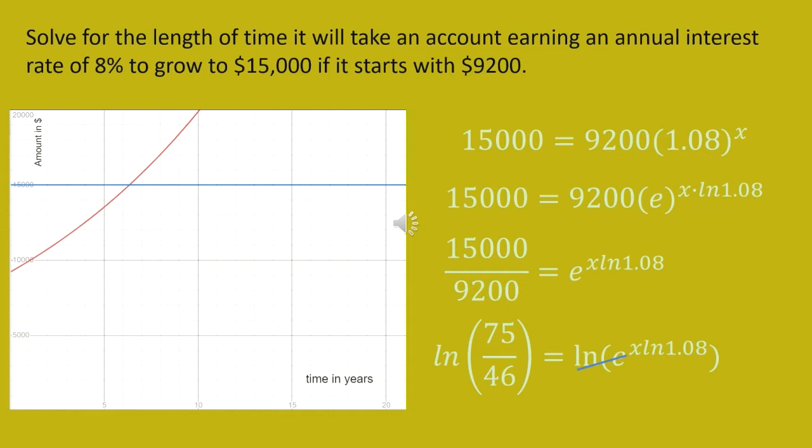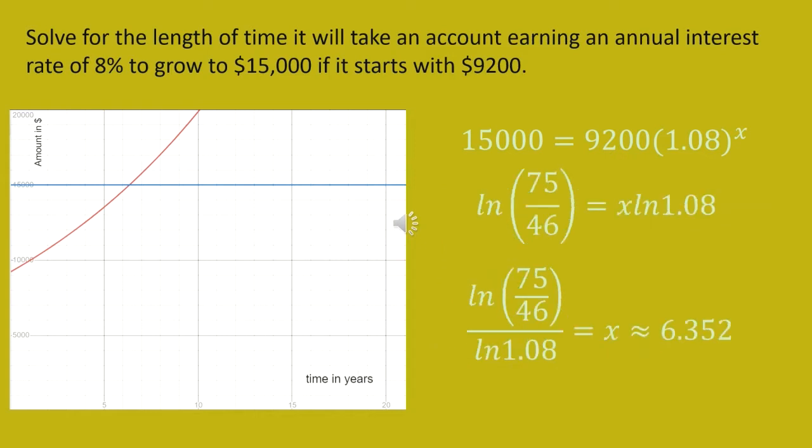And on the right, I take e to its exponent and plug it into natural log. The job of natural log is to cancel exponential base e. So on the right-hand side, I no longer have an exponential function. I have x times natural log of 1.08. So to solve for x, divide, because division is the inverse function of multiplying.